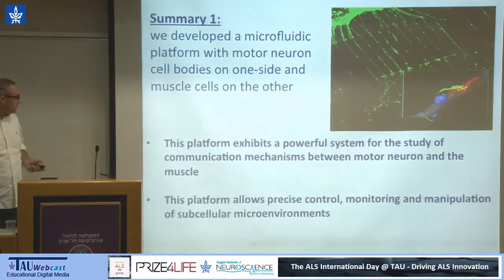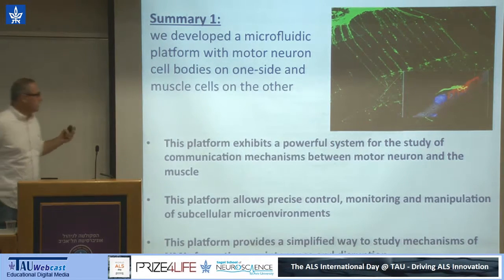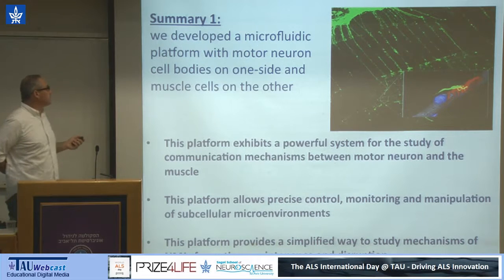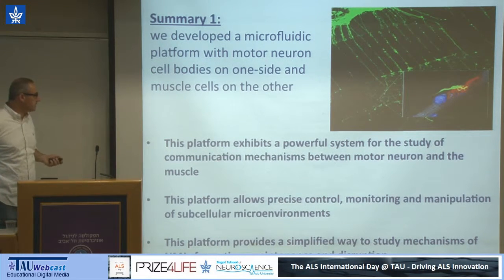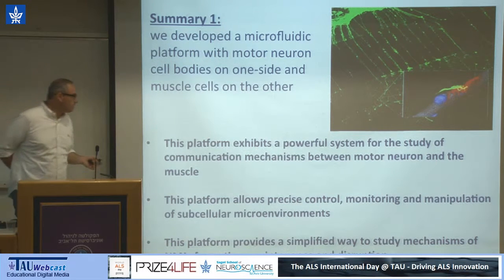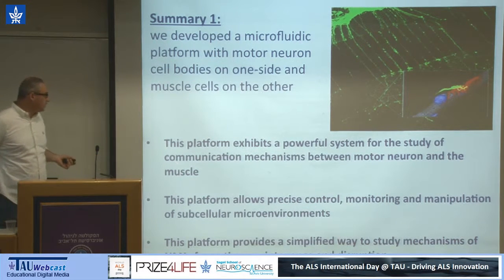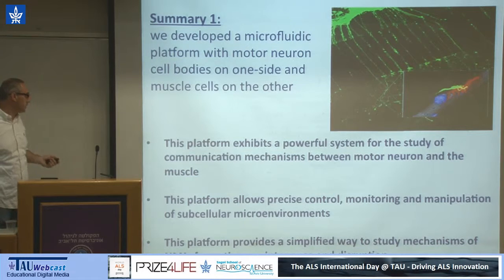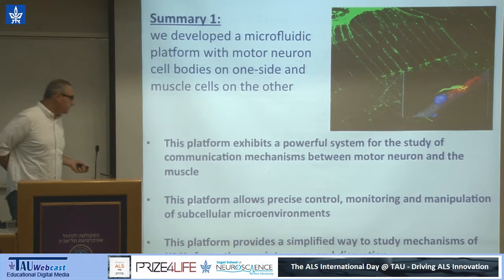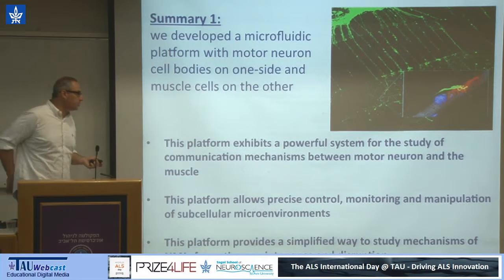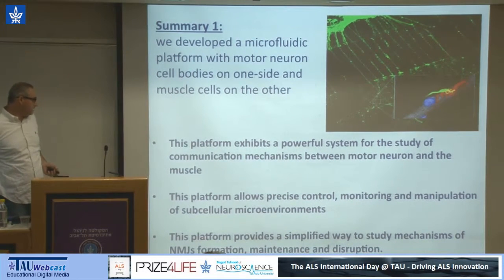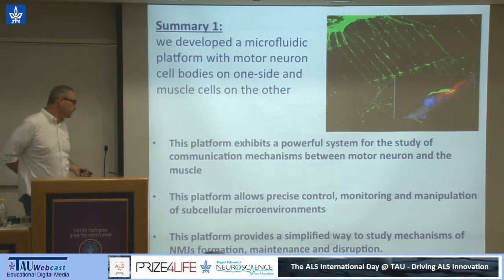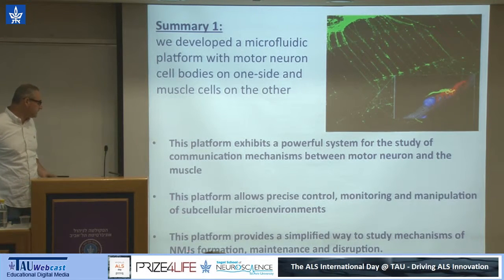So to summarize this part, I showed you that we developed a microfluidic platform with motor neuron cell bodies on one side and muscle cells on the other, that this platform exhibits a powerful system to study communication mechanisms between motor neurons and the muscle, that the platform allows precise control, monitoring, and manipulation of subcellular microdomains, and that this platform provides a simplified way to study mechanisms of neuromuscular junction formation, maintenance, and disruption.